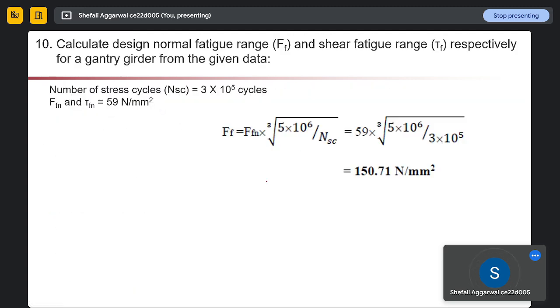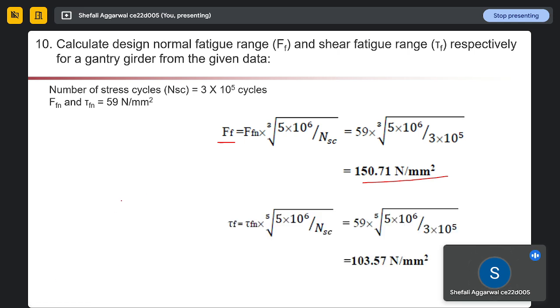So using the formula, we can get our Ff value, which is coming as 150.71 Newton per mm square, and tau f value will be similar only. For the normal fatigue range, it will be Ff is equal to FfN. In case of shear range, it will be tau f is equal to tau fN. Other things will be the same. It is cube root of 5. Okay. So these are the answers.